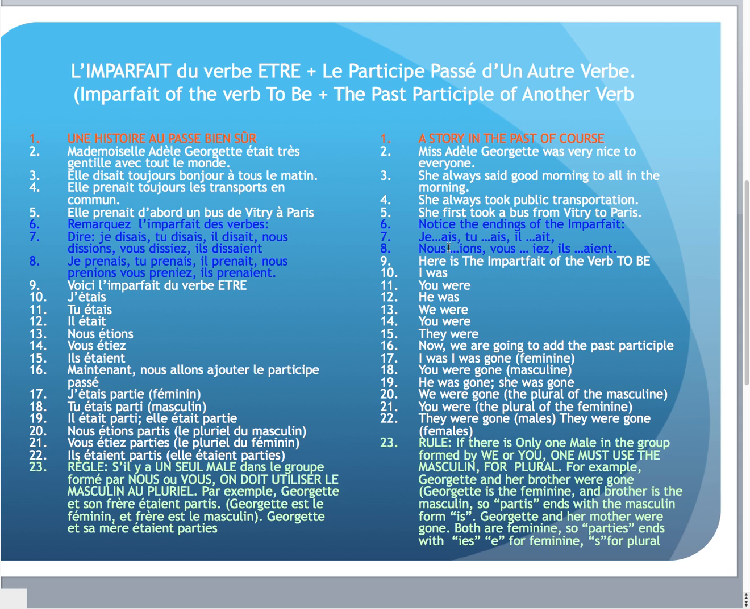The endings for any verb à l'imparfait will be: for je, AIS, for tu, AIS, for il, AIT, for nous, IONS, for vous, IEZ, for ils, AIENT.